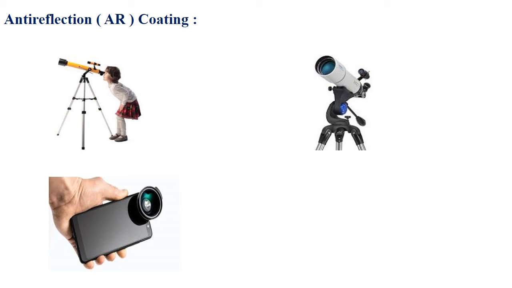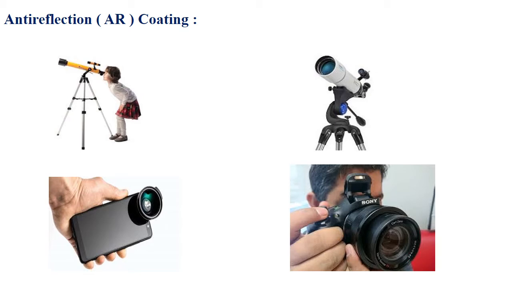So let us start with the anti-reflection coating. I am going to show you a few instruments. As you know, this is the telescope. It is an optical instrument. A girl is watching through the telescope. This is another picture of a telescope. This is a well-known instrument, a mobile electronic gadget, and this is the camera. You can see all these optical instruments carry a lens, and these instruments are used to see the image of the object. Now let us imagine that we are focusing the lens of the camera on the object.